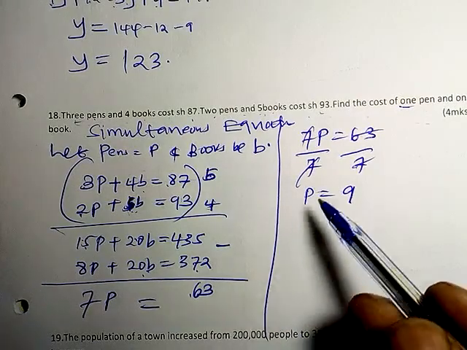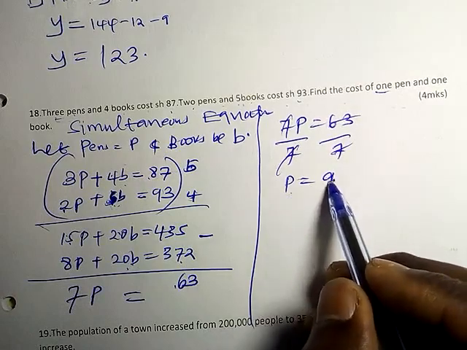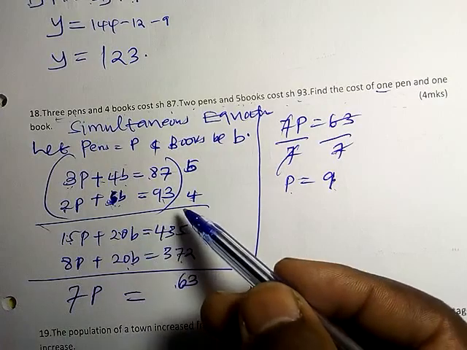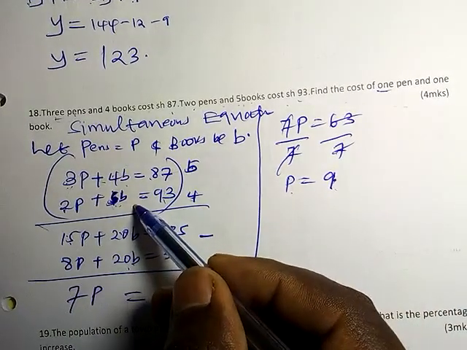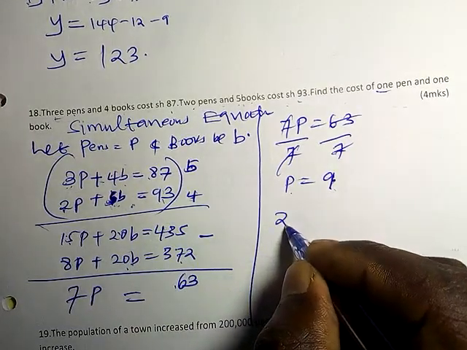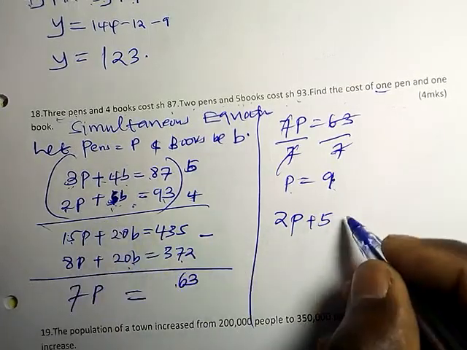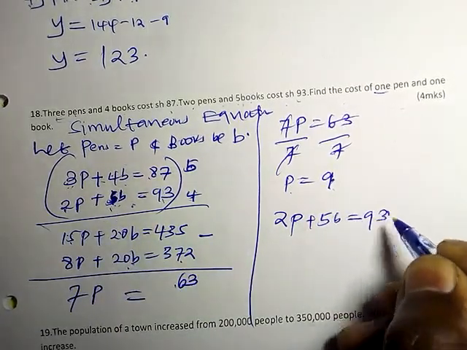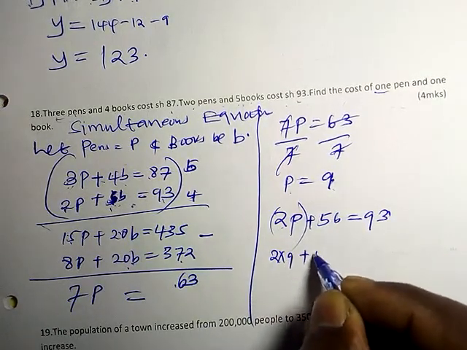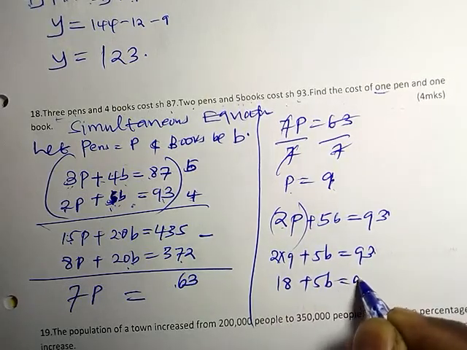Right? So the cost for 1 pen is 9 shillings. Now we can take this P, which is 9, and substitute in one of the equations here, and we will get the value of B. That is for 1 book. So let us substitute 2P plus 5B, the answer is 93. This one is 2 times 9 plus 5B, the answer is 93. 18 plus 5B, the answer is 93.